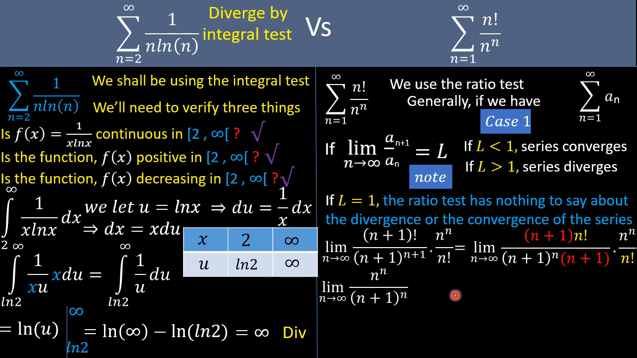So in total, we are going to be having the limit as n goes to infinity of n raised to the power n all over n plus 1 to the power n. Since the numerator has something to the power n, likewise the denominator also has something to the power n, we can simply write it as the limit as n goes to infinity of what is at the top, that is n over n plus 1, all of that, everything now to the power n.